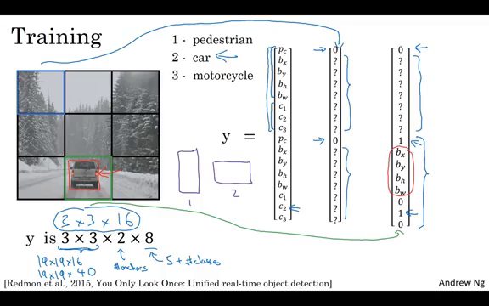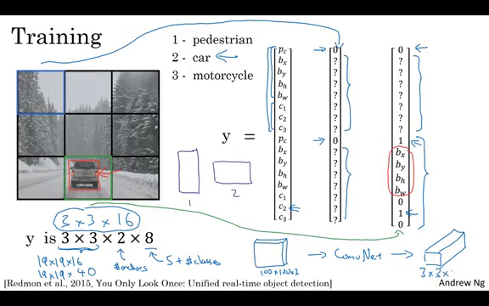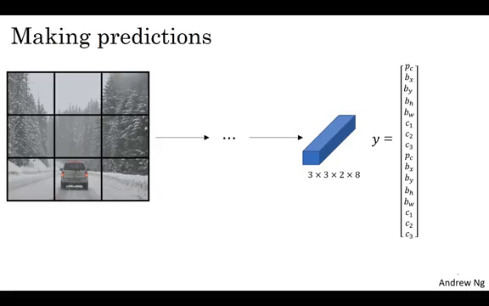So that's training, and you train a ConvNet that inputs an image, maybe 100 by 100 by 3, and your ConvNet would then finally output this output volume, in our example, 3 by 3 by 16, or 3 by 3 by 2 by 8. Next, let's look at how your algorithm can make predictions. Given an image, your neural network will output this 3 by 3 by 2 by 8 volume, where for each of the 9 grid cells, you get a vector like that.